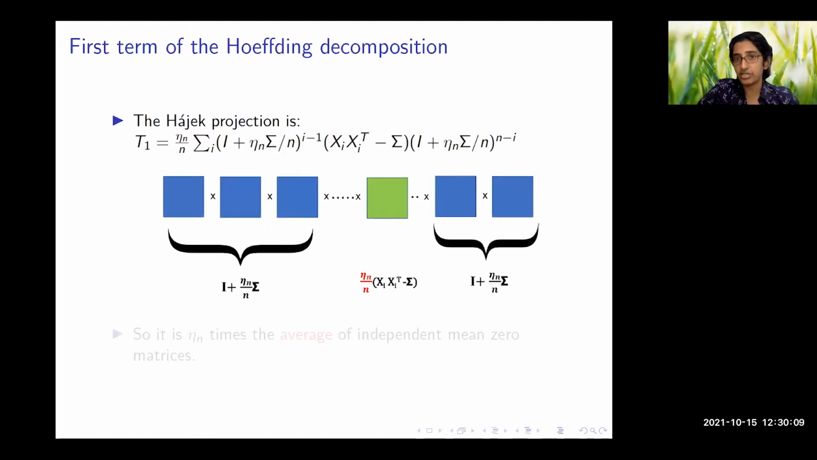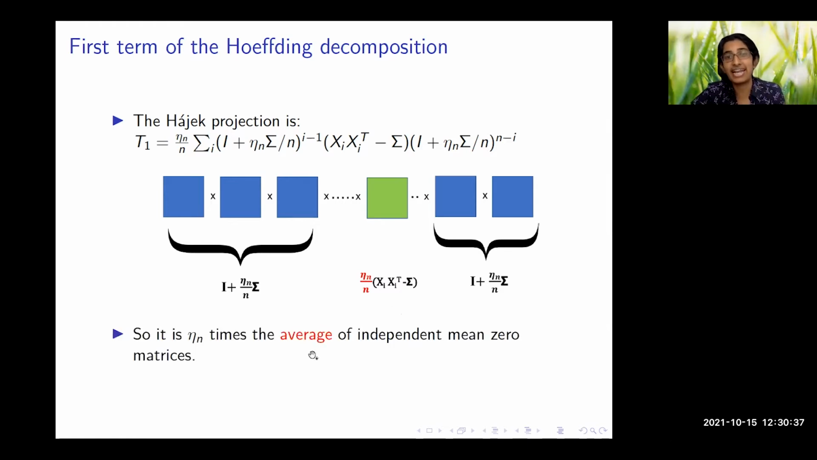The projection of the first term is going to look like something of this sort. So I have this formula, and it doesn't look nice. So instead, what I have is also this picture. All that's doing is you have n constant matrices multiplied together, and then you are inserting this mean zero matrix at the 1st, 2nd, 3rd, 4th, the ith place, and so on. That's what that sum looks like. So in some sense, it's kind of like an average of independent mean zero matrices.